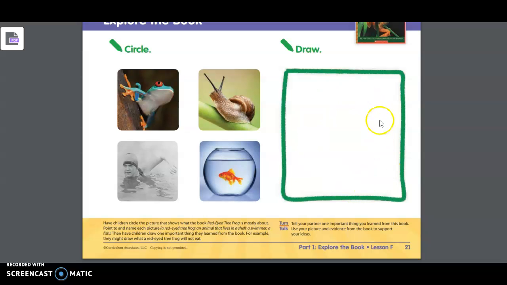So I want you to draw me a picture of something you learned from the book about the red-eyed tree frog. All right, do a nice, neat job. I can't wait to see what you come up with.